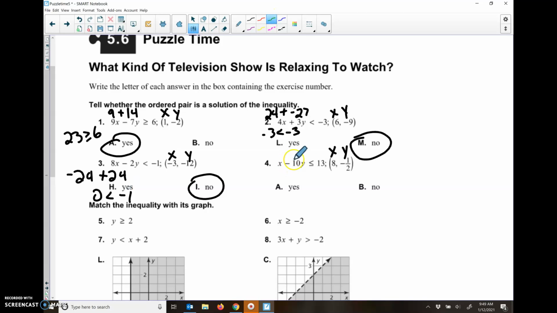And then same thing for this last one. So X is 8. And this time Y is -1/2. So -10 times -1/2 is a +5. So I get 8 plus 5 is less than or equal to 13. And 8 plus 5 is 13. So 13 is less than or equal to 13. And that's going to be true. Yes, 13 is equal to 13.